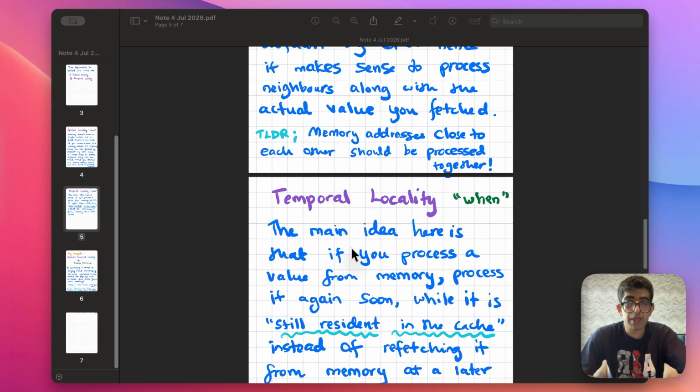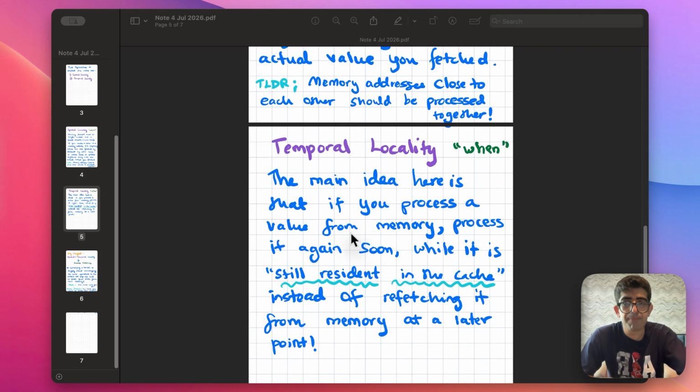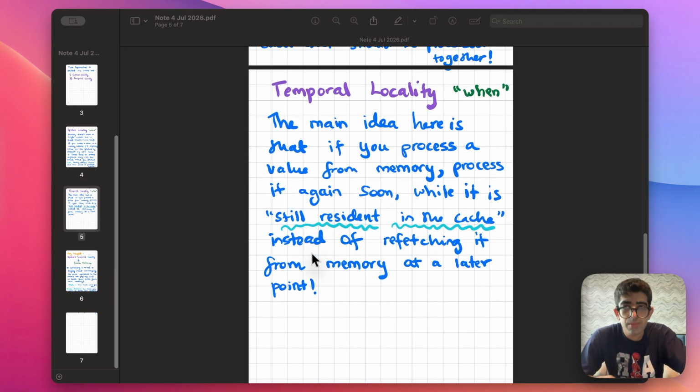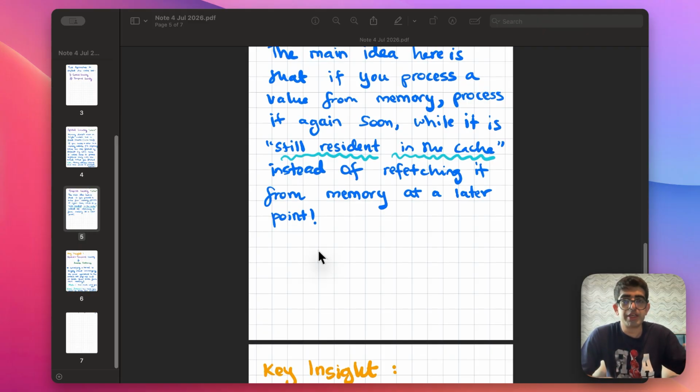Now, temporal locality manipulates the when axis. The main idea here is that if you process a value from memory, process it again soon while it is still resident in the cache. The reason for this is that accesses to main memory are slower. And hence, when we fetch a value from memory and it is still resident in the cache, it makes sense to process it again soon if there is a necessity to process it at a later point, instead of refetching it from main memory.